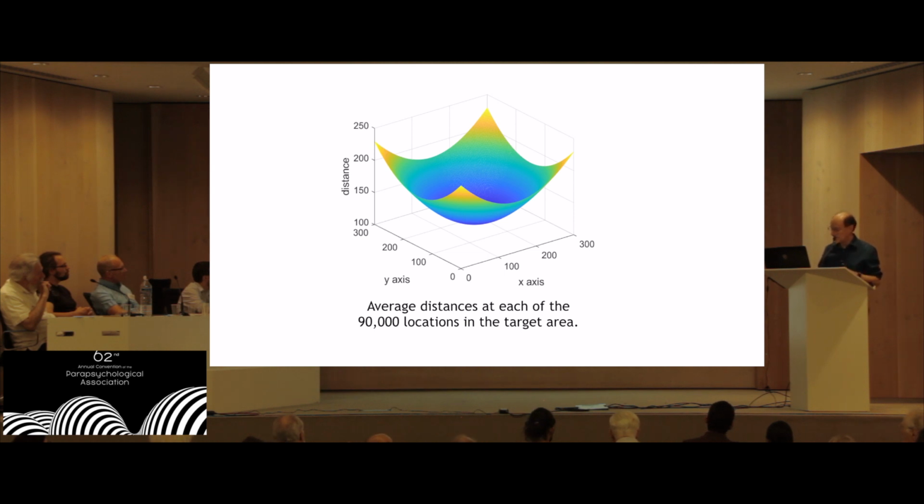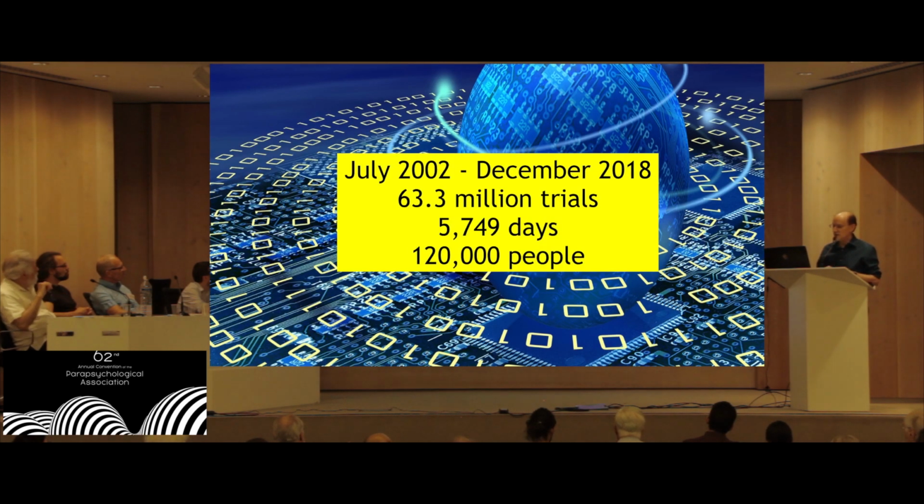So from July 2002, when we launched the final version of this test, to December 2018, 63 million trials, 5,749 days, which is not all, we missed a few days. Occasionally we would switch servers, we'd fiddle with the program in some way. So we have almost all of the days, and about 120,000 people have done this test.